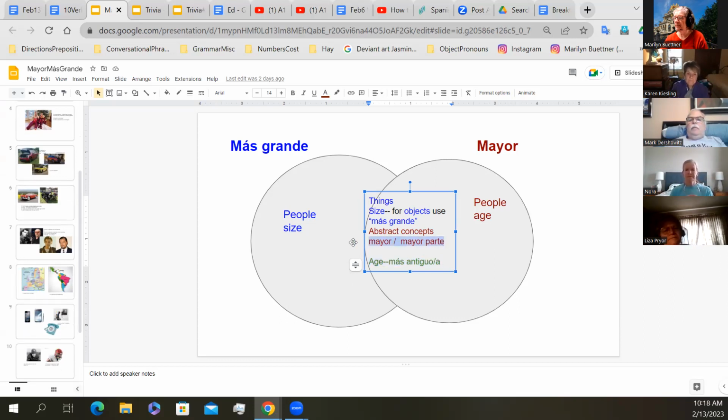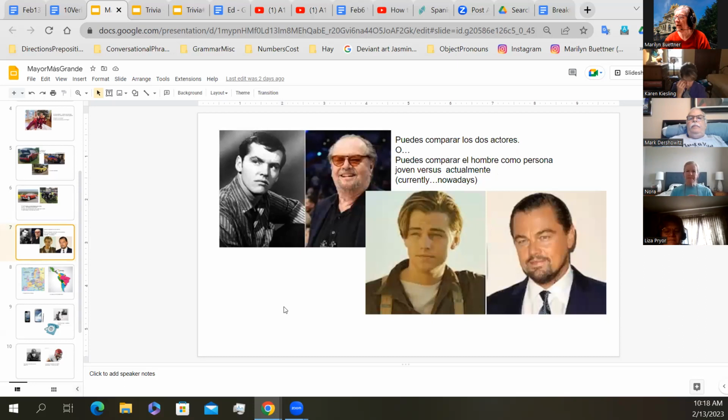Mayor is sometimes used in that kind of abstract concept field. So, el mayor país, something, Brazil es el mayor país. You might hear Brazil is the biggest country with mayor because it is a major player, but you might hear it as más grande too. That there it might be interchangeable. Okay. Do you have any ways you might talk about these people versus each other, or the younger version versus the older version?